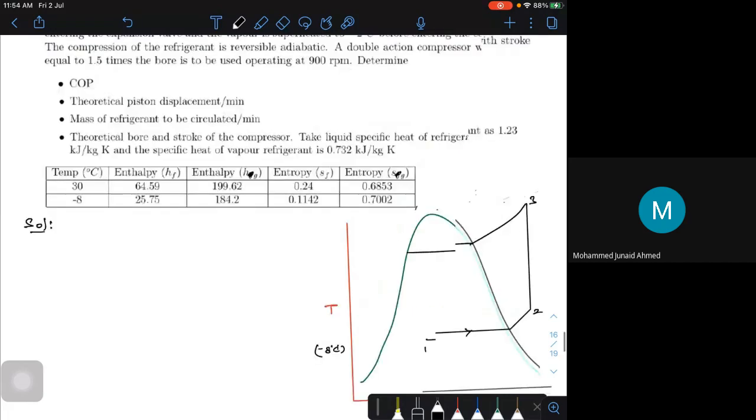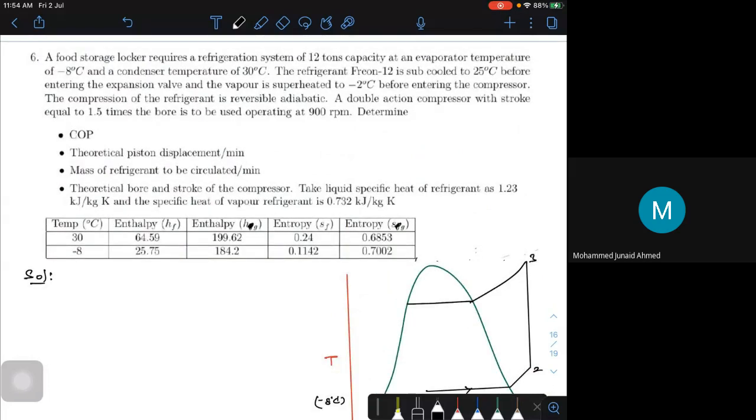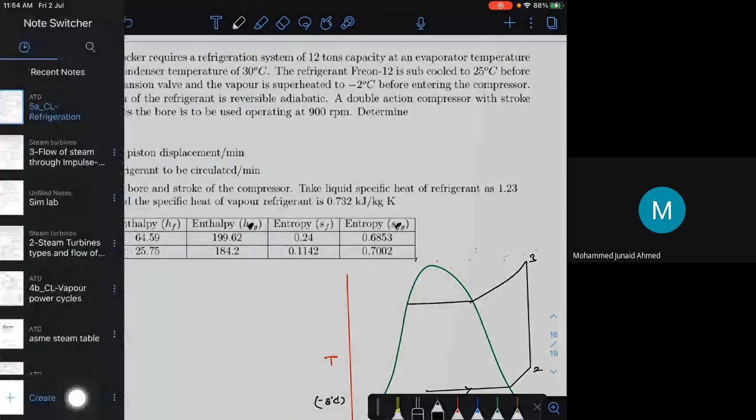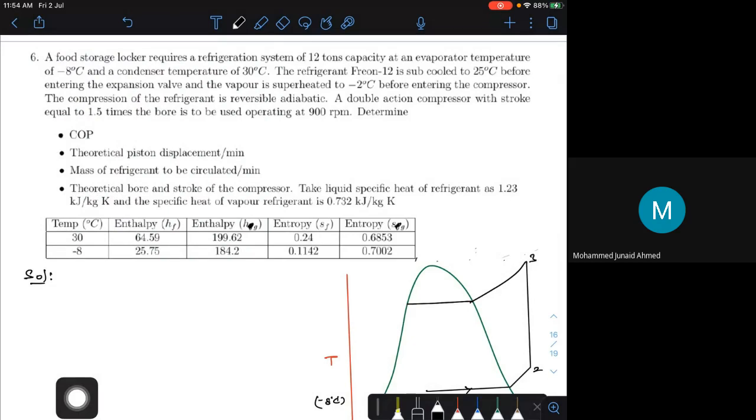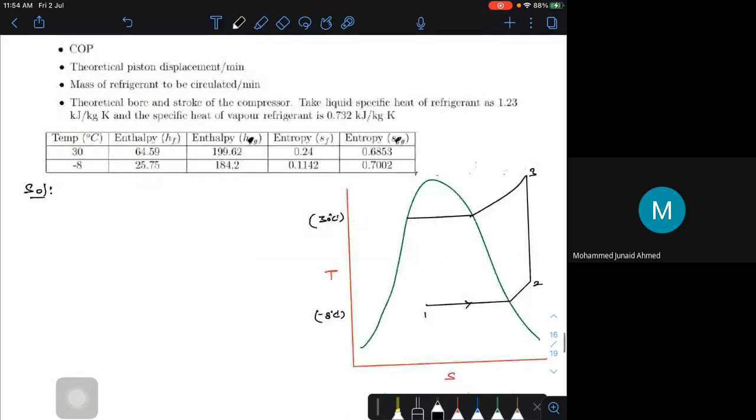Look at what's happening here. Actually there is a little bit of subcooling. This is supposed to be 30 degrees, but it is subcooled by 5 degrees. That means this is your point 4. This is your 25 degrees, subcooled by 5 degrees. Then from there, I do have the expansion like this.